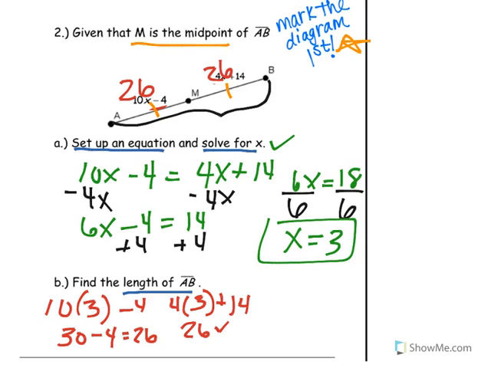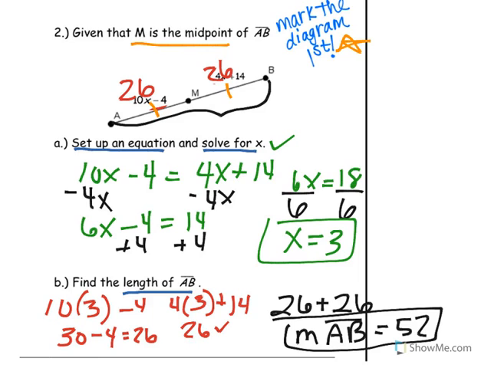So we were correct. But now let's really answer the final question, because the final question, remember, wanted the full segment from A to B. So I have to add 26 plus 26. And I know that the measure of AB is 52 when we add them together.